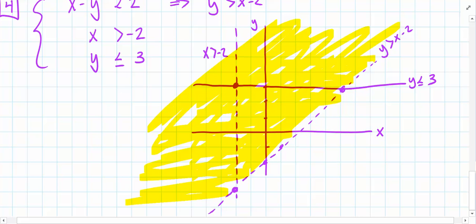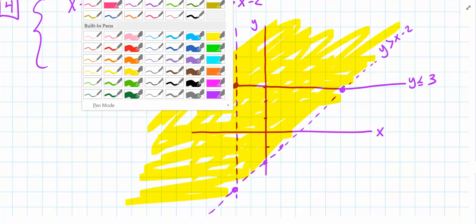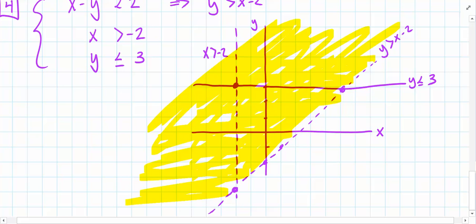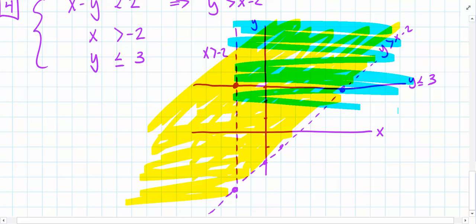Then I want, next one, x is greater than negative 2. So where am I going to shade for that one? Greater than negative 2. Where's that going to be? To the right or to the left? To the right. So I want everything that's to the right of this line here, right? Oh my gosh, it's green.